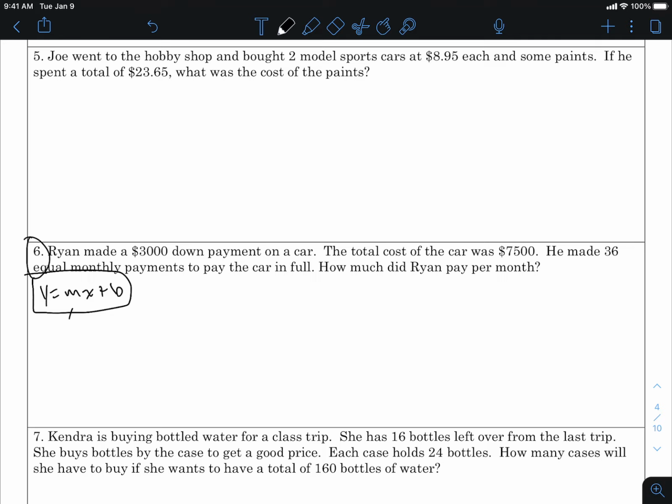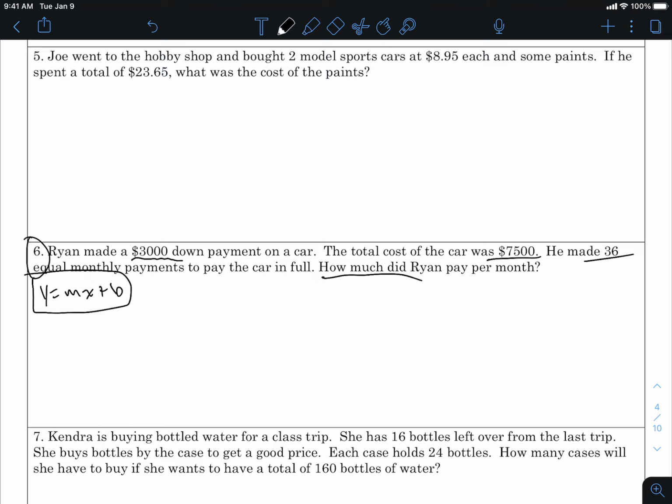So I would always start with the 2 easier ones, m and b, right? If I'm looking at this question, anywhere there's a dollar amount, or a number, sorry, you'd underline it, right? And then how much did Ryan pay per month, okay? You're going to see, okay, I have 4 things in my equation, I'm probably going to have 4 lines in my question, right? So the total cost was $7,500, but he made 36 equal monthly payments, okay?